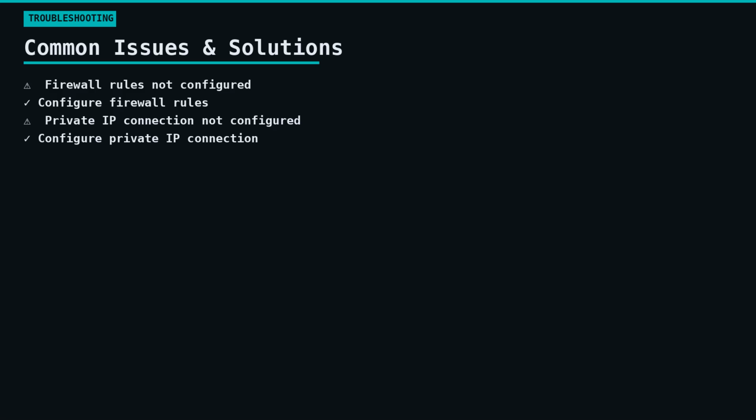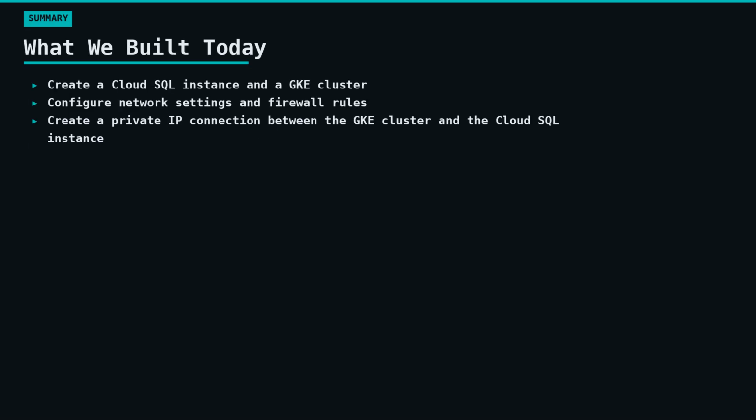In this tutorial, we learned how to connect to Cloud SQL from GKE securely. We created a Cloud SQL instance and a GKE cluster, and configured the network settings and firewall rules. We also created a private IP connection between the GKE cluster and the Cloud SQL instance. By following these steps, we can deploy our application to the GKE cluster and connect to the Cloud SQL instance securely. This is like setting up a secure and efficient restaurant where our customers can enjoy their meals.